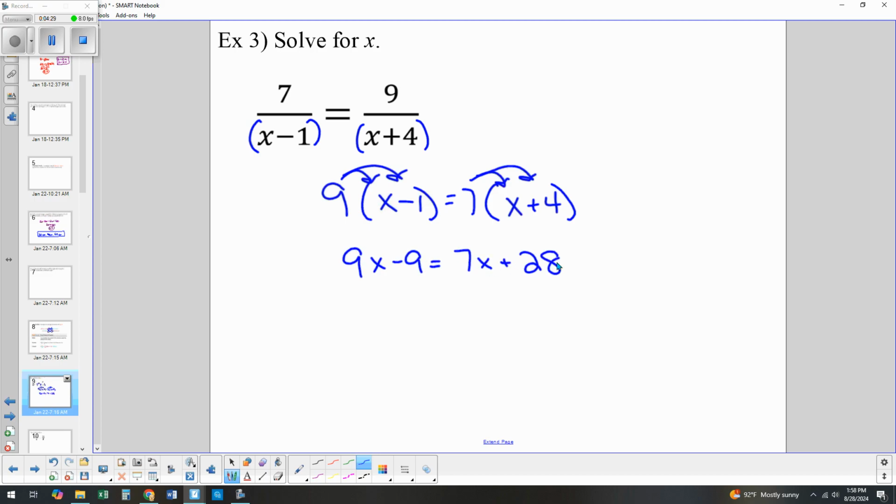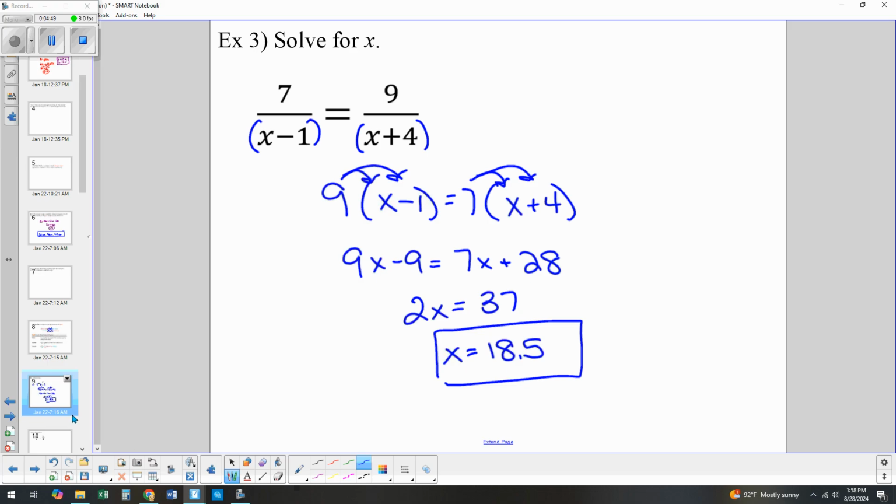So I have my 9x minus 9 equals 7x plus 28. I could take away 7x. I can add 9. And then when I divide 37 by 2, I get 18.5. It's perfectly fine to have decimal answers for x when you're cross multiplying something. Much of this chapter will be decimals. We're not going to have a lot of nice answers.